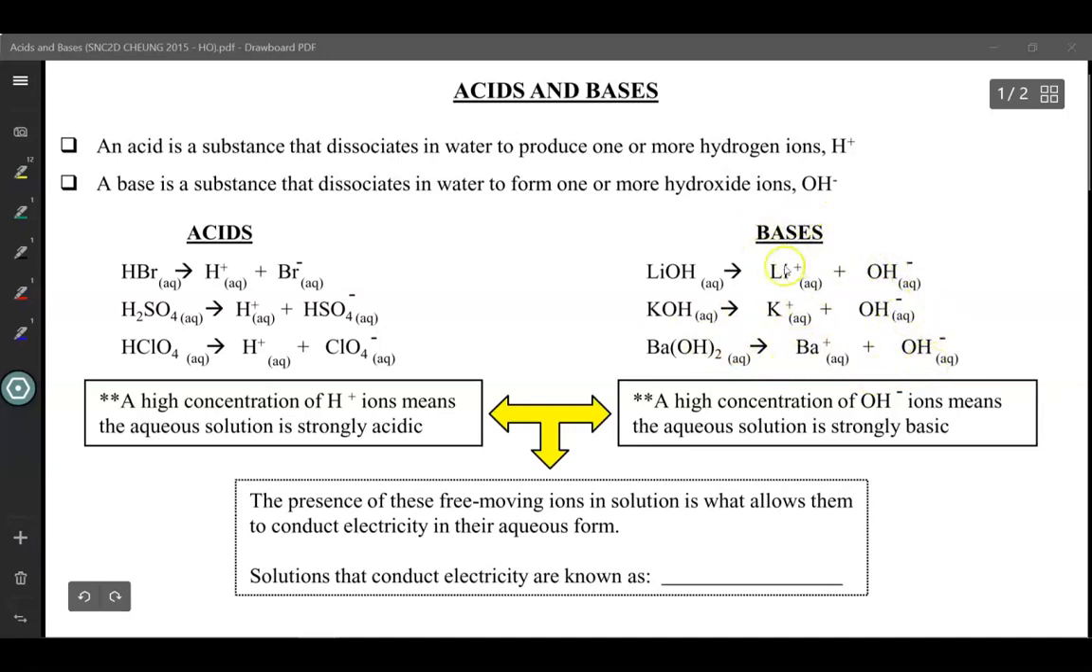Furthermore, the presence of these free moving ions, now that they're free to move around, they're no longer stuck in position, allows them to conduct electricity in their aqueous form. So aqueous meaning dissolved in water. If you recall from an earlier lesson, solutions that can conduct electricity are known as electrolytes.